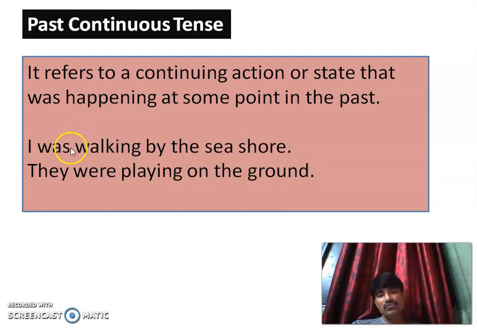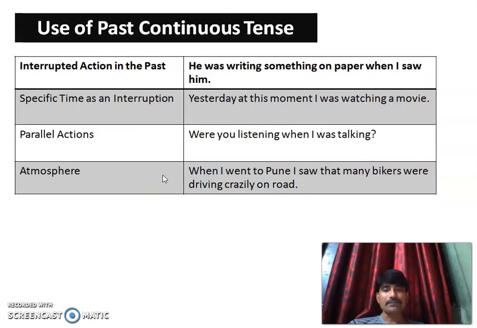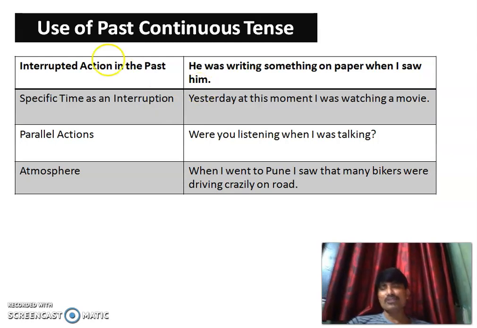Pay attention to these auxiliary verbs. Was, because the subject is singular. They were. Were, because the subject is plural. So if you get this much of a sense, the work is done. The ing form is always used in continuous tense, as I said. So, use of past continuous tense.